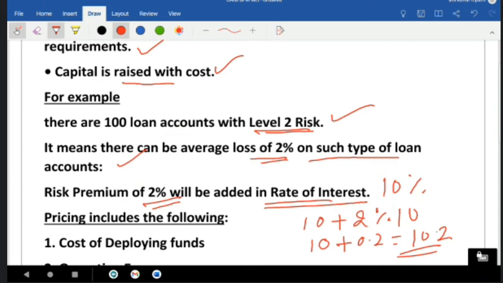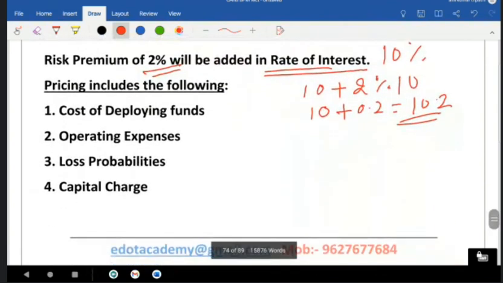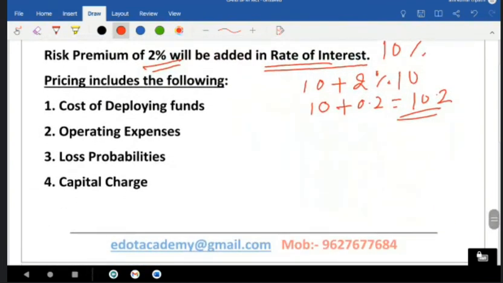So this pricing also includes the cost of deploying funds. Cost means we have to keep into account how you are getting the funds and how you are managing the funds, because you must have borrowed from somewhere. You must be paying some interest. Let's say you are paying interest to the customers who have lent their money to you, let's say 6%. So you have to keep that in mind.